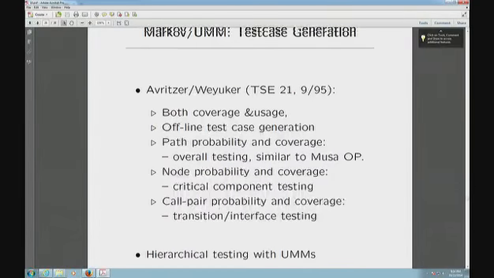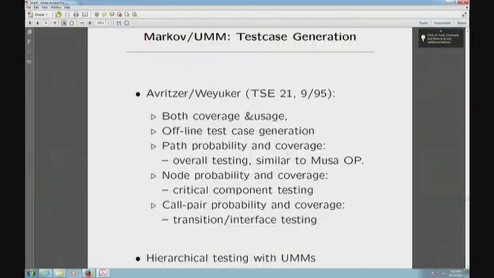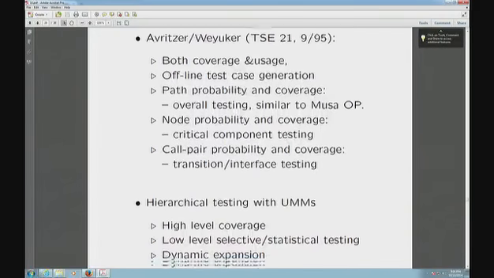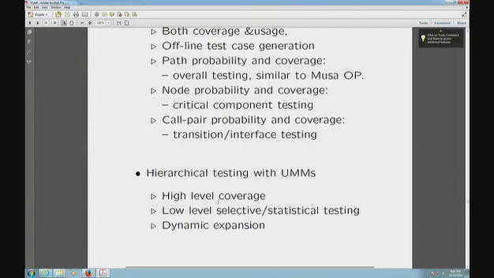And that's the test case generation from Avritzer and Weyuker. With the UMM, we have some additional things, in that we also look at the level and level coverage. I'm not going into too much detail there.